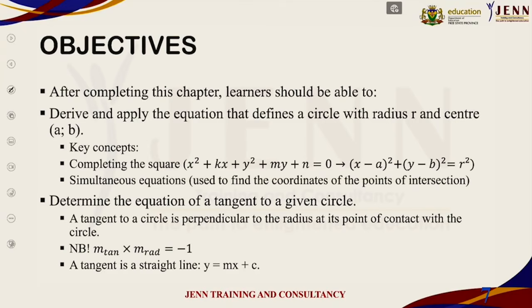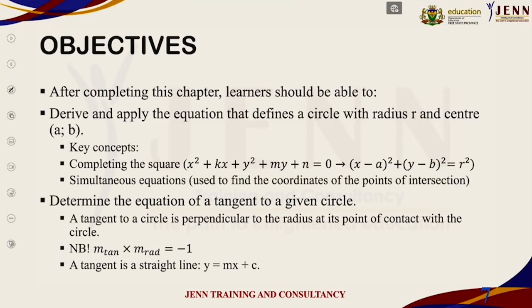Then, the following bullet, we are also going to learn to determine the equation of a tangent to a given circle. A tangent to a circle is perpendicular to the radius at the point of contact with the circle. Note that because the tangent is perpendicular to the radius, at the point of contact the two lines form an angle of 90 degrees, a right angle.